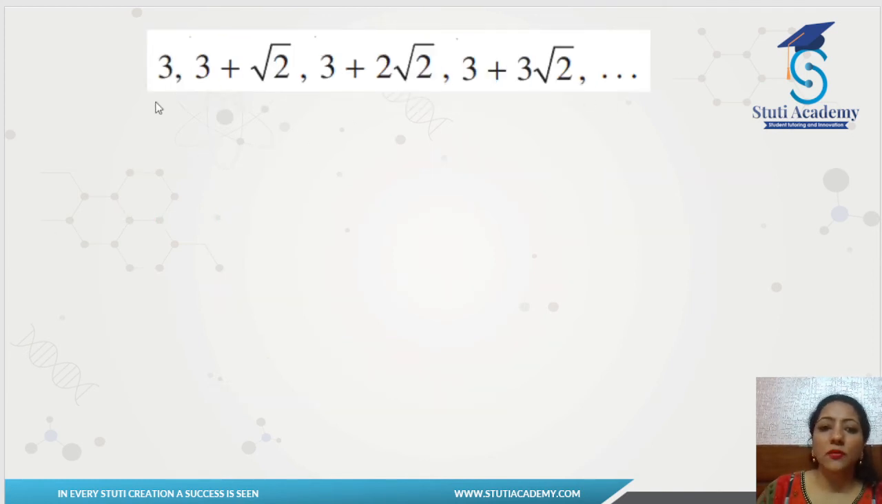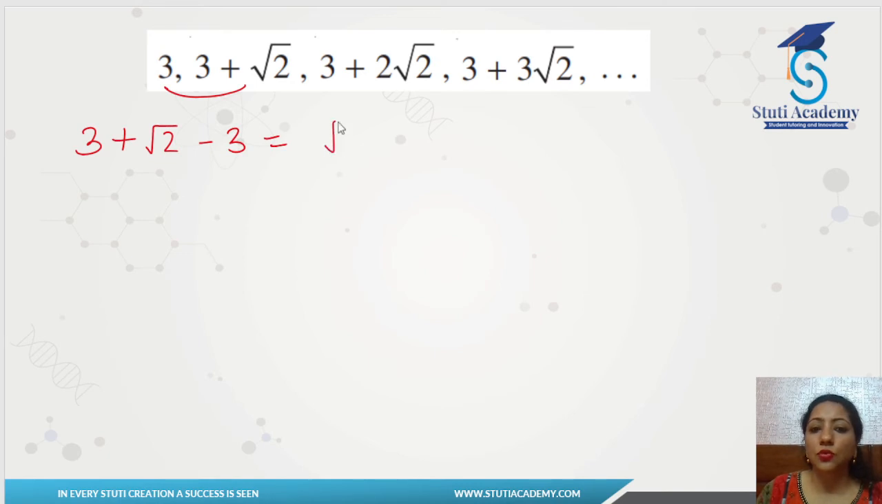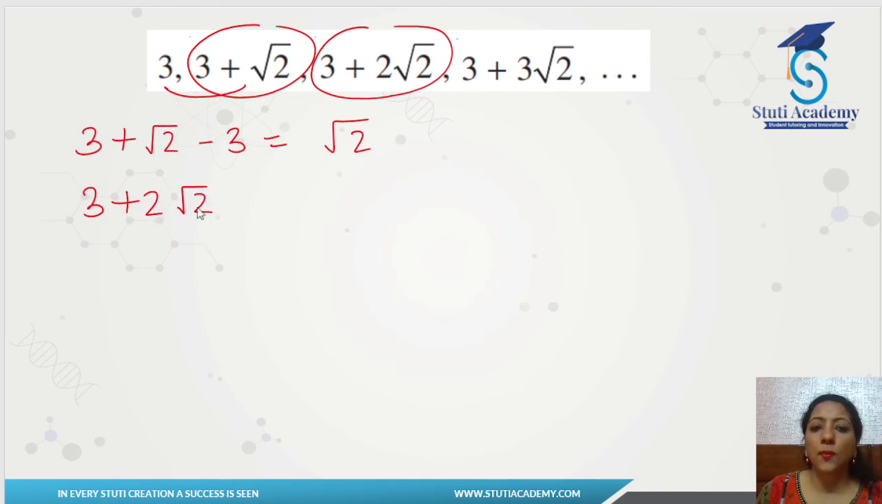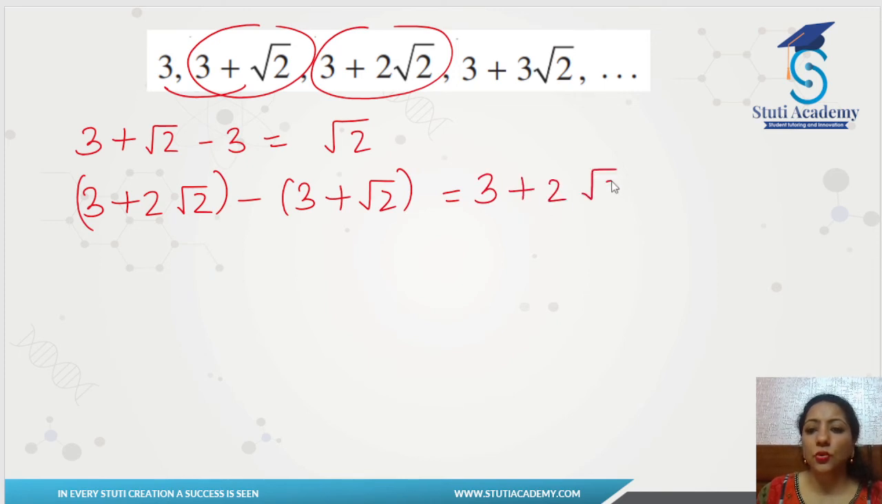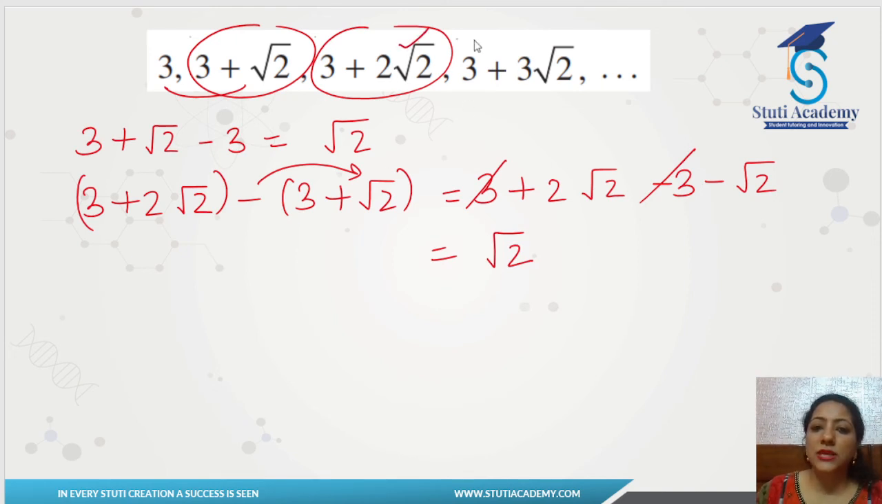Now let us discuss this one. We have 3, 3 plus root 2, 3 plus 2 root 2, 3 plus 3 root 2. So please observe here. If we take these two, 3 plus root 2 minus 3 will give us root 2. If we take this one and this one, we will get 3 plus 2 root 2 minus 3 plus root 2. We will get 3 plus 2 root 2, and we can take this minus inside, we will get minus 3 minus root 2. So these two will get cancelled. We will have 2 times root 2 minus root 2, that will give us root 2.